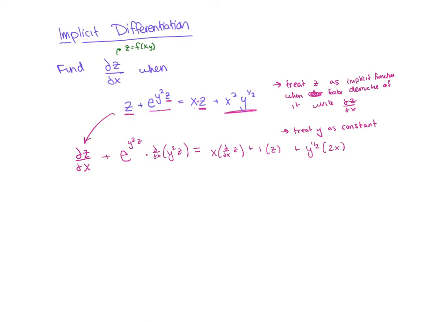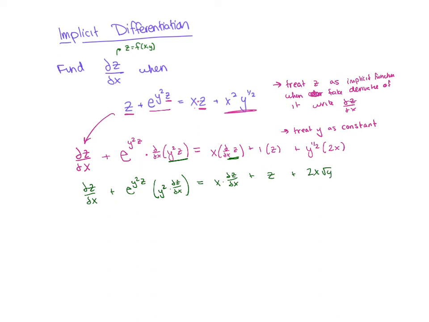So simplifying that down, I get dz dx plus e to the y squared z times, here y squared is just a constant, so I just need to take the derivative with respect to x of that z term. And that's going to equal x. We don't know what z is, so we write its derivative as dz dx, plus z plus 2x root y.